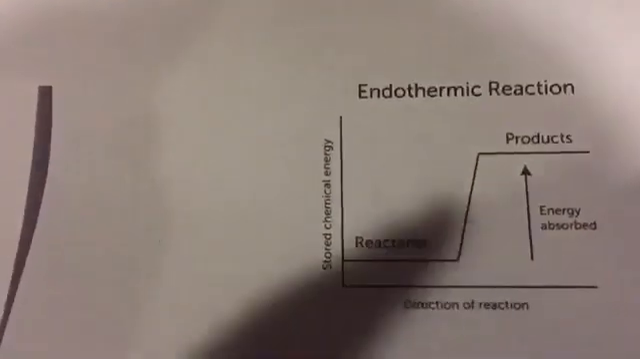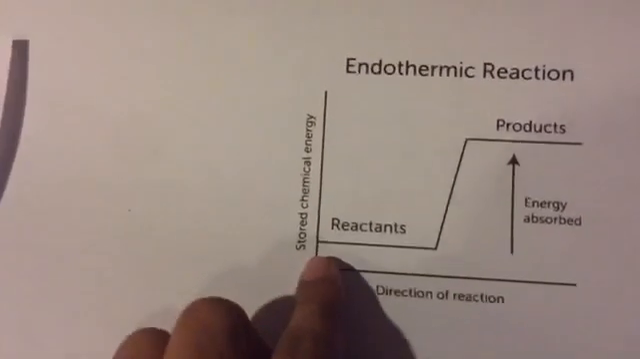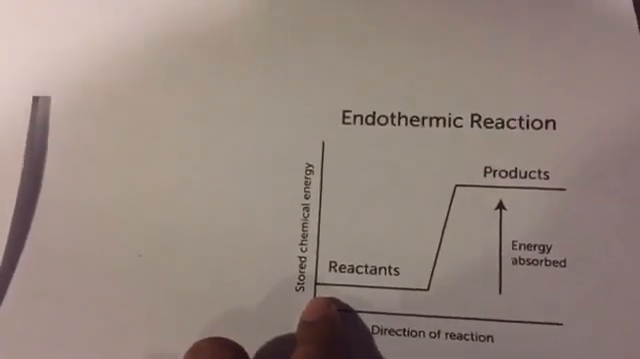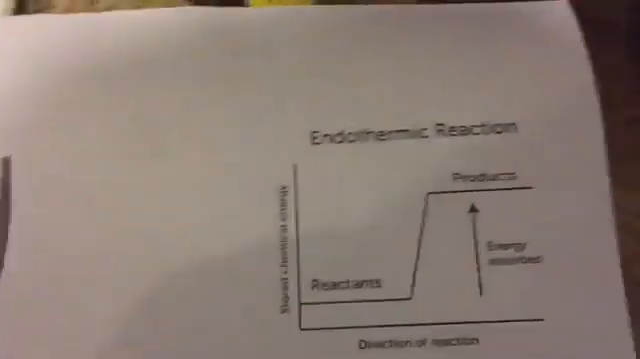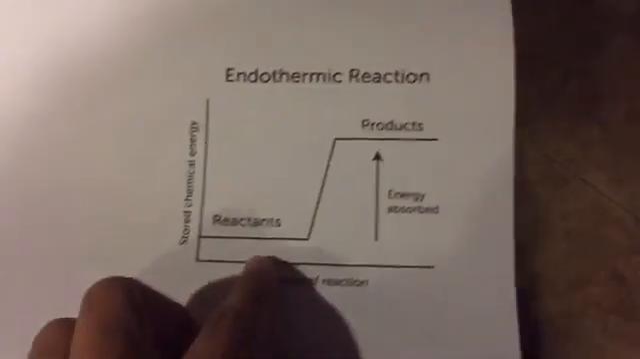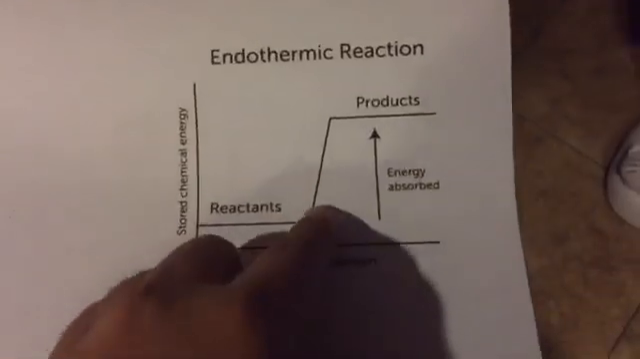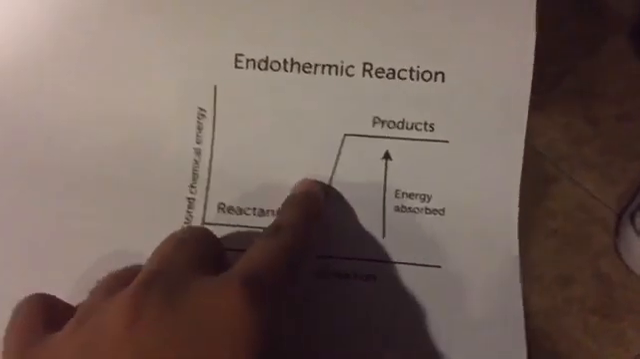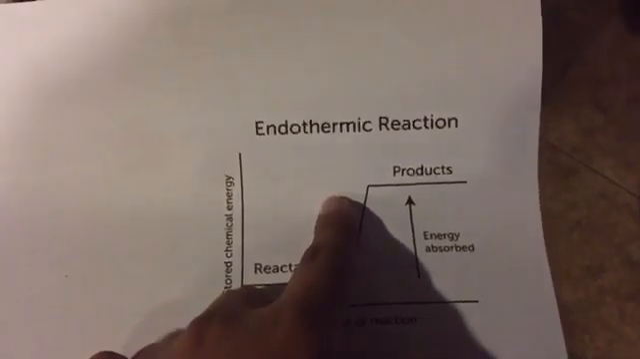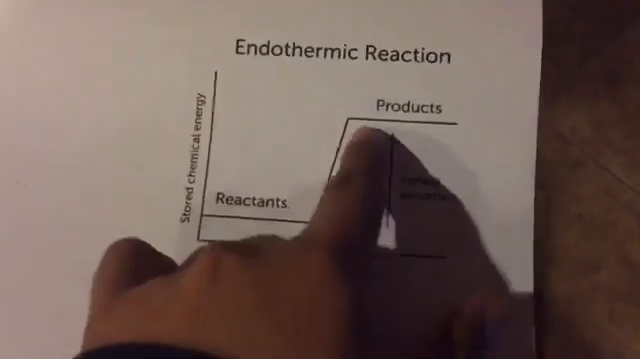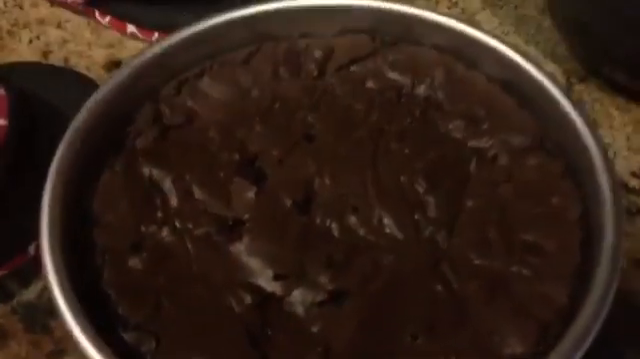It shows the endothermic reaction because the reactants would be all the ingredients put together and then put into the oven, and then with the oven it's absorbing the energy given off by the oven, which therefore you get this type of product.